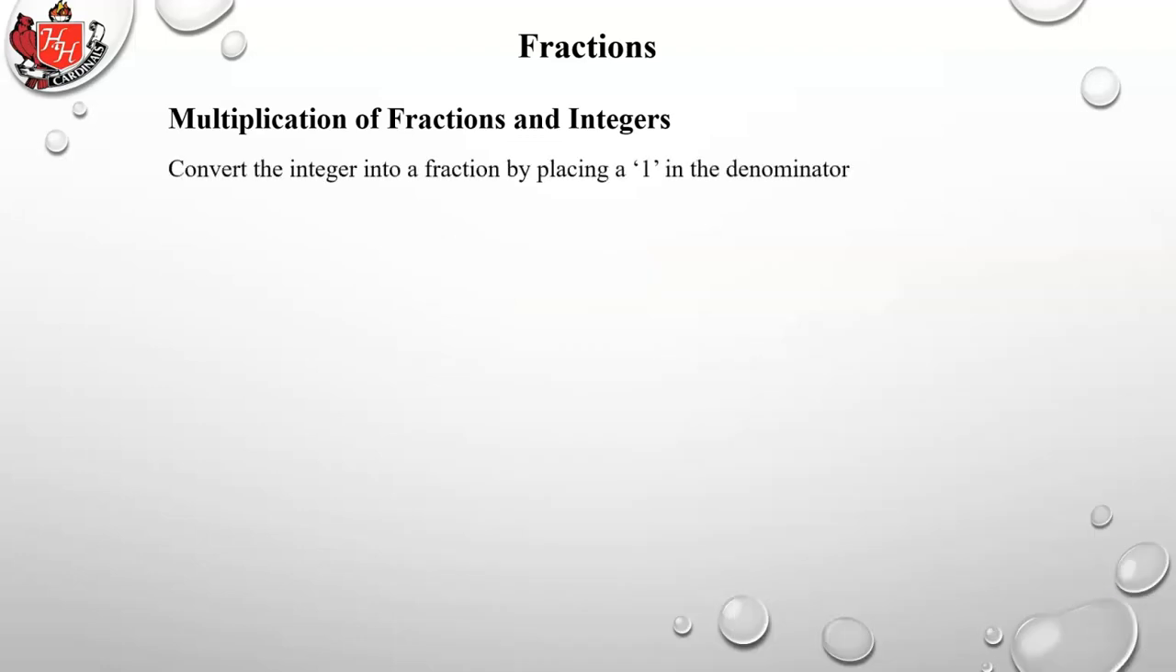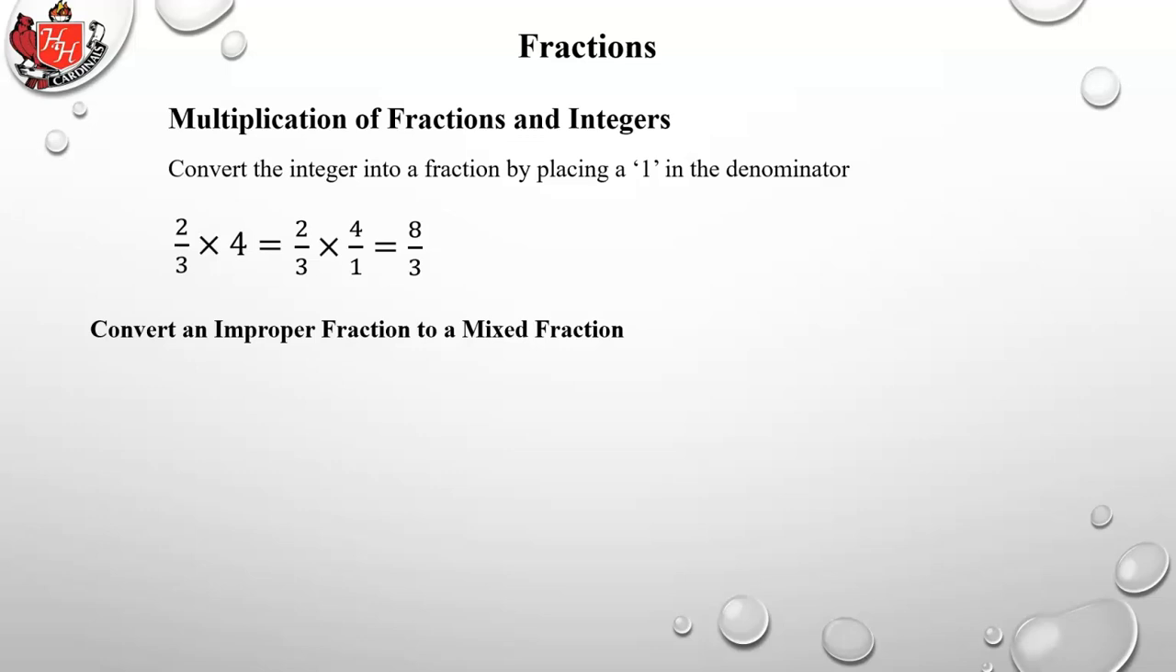So multiplying a fraction and integer. Convert the integer into a fraction by placing a 1 in the denominator. So if we have 2/3 times 4, you can simply make 4 into a fraction by calling it 4 over 1. So now it's 2 times 4 over 3 times 1, and that's 8 over 3.